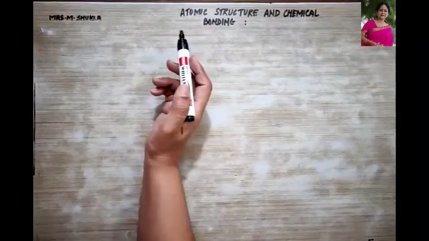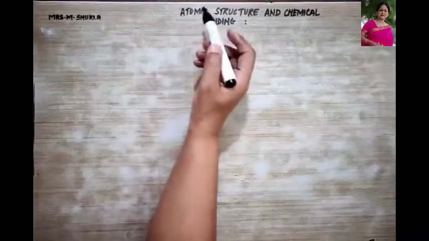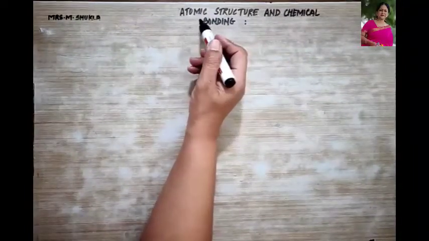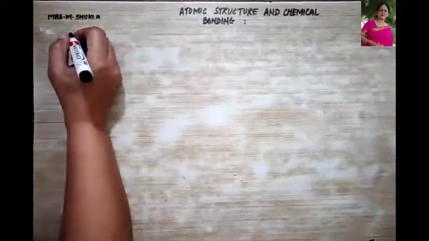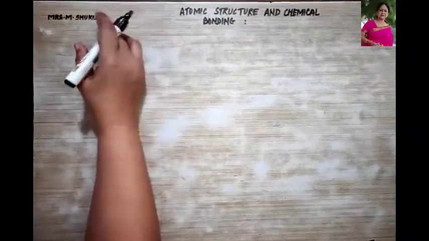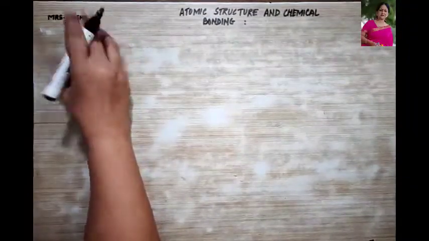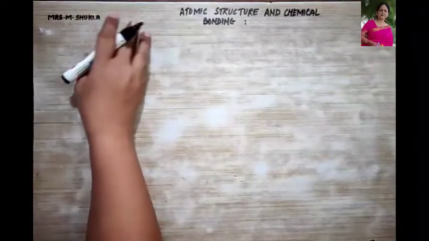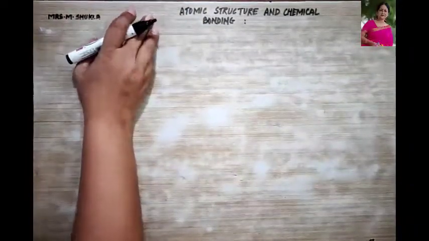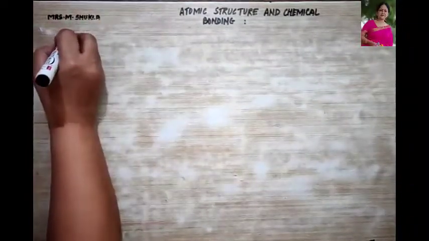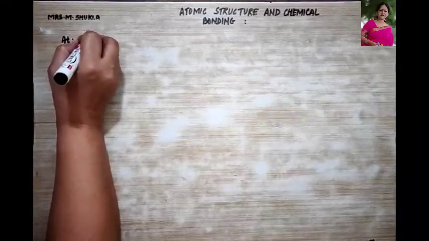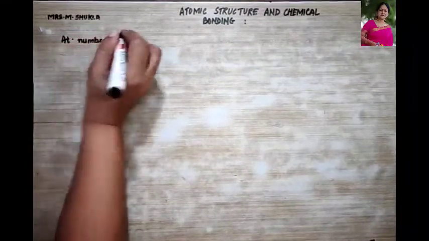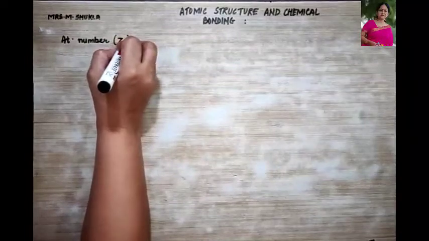In the earlier videos we had completed the structure of atom, and today we are going to talk about other parts of the atomic structure, that is what is atomic number, mass number, how are they represented and all that. So to begin with, atomic number. The atomic number is represented by the alphabet Z.